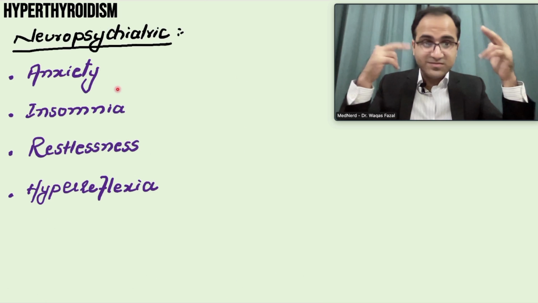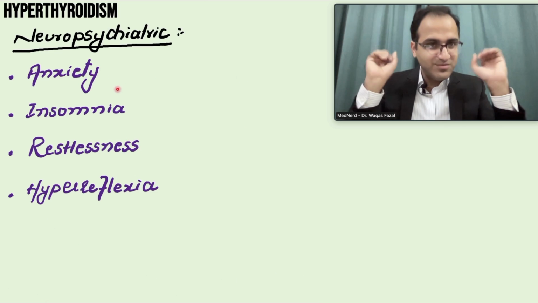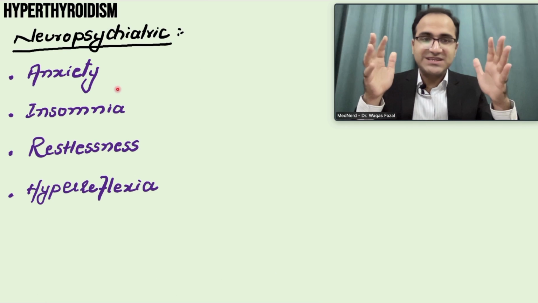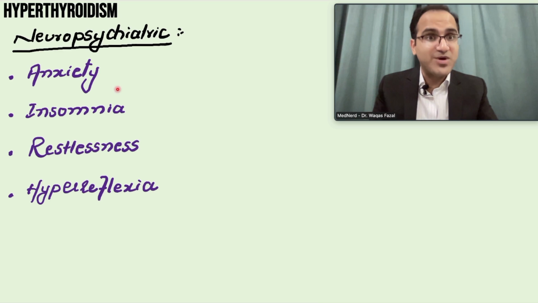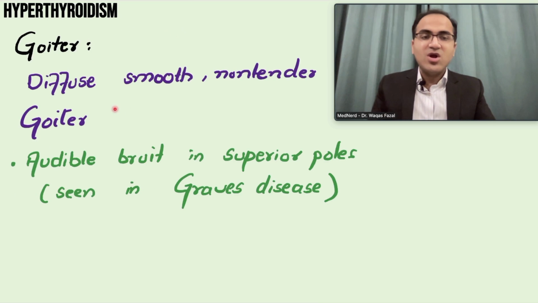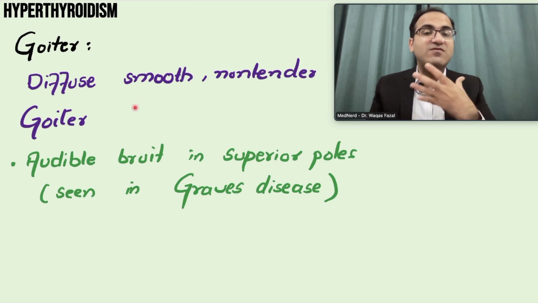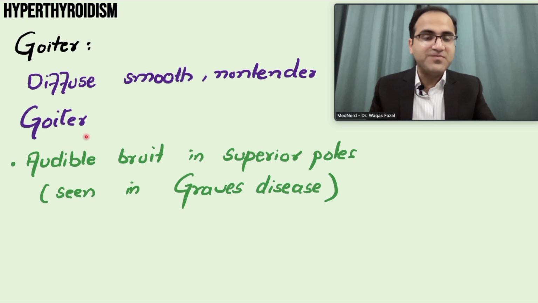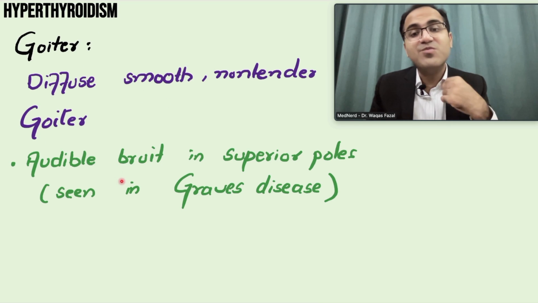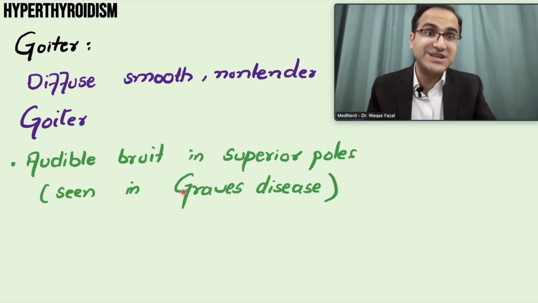Neuropsychiatric symptoms, excessive brain function. When you think more, you get more anxious, restless, insomnia, hyperreflexia. On examination, patients with Graves' disease will have a diffuse, smooth, non-tender goiter, and there might be an audible bruit in the superior poles seen in Graves' disease.